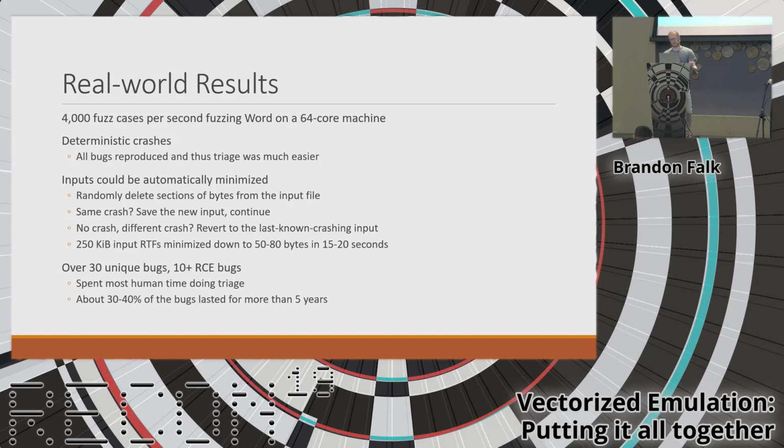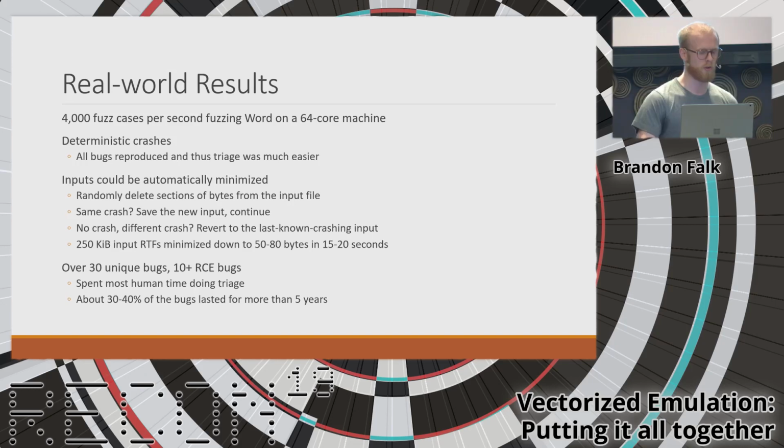So in this case of Word, I found about 30 unique bugs. 10 plus of them were RCE. I actually didn't report them because I was too lazy. Now that I work at Microsoft, I actually reported some of the bugs, and about 30 or 40% from the random dump that I had 5 years ago still existed to this day. So it's not that these are necessarily crappy fuzzing quality bugs. These are actually pretty long-lasting bugs that have survived for years.